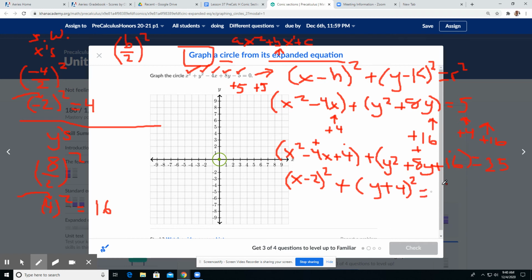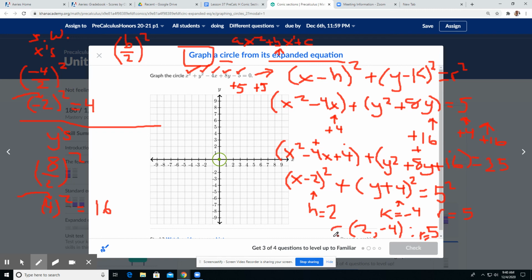All of that's equal to, let's go ahead and write that 25 as 5 squared. So this now tells us our h is equal to positive 2, the opposite of this one. K comes from there, so it's equal to negative 4, the opposite of that one. And our r is equal to 5. So the center is (2, negative 4) with a radius of 5.